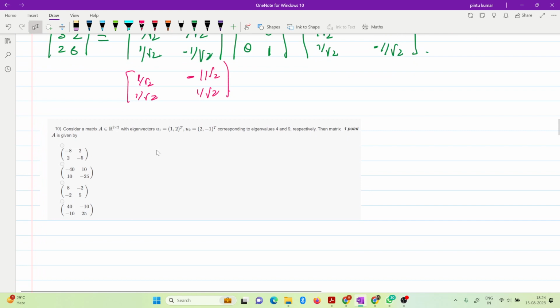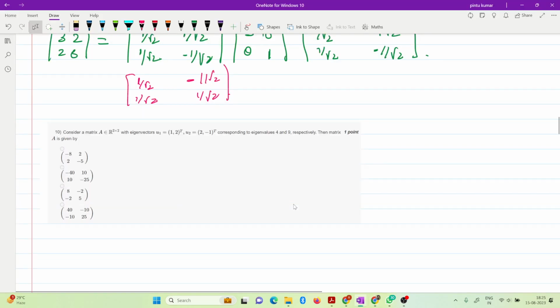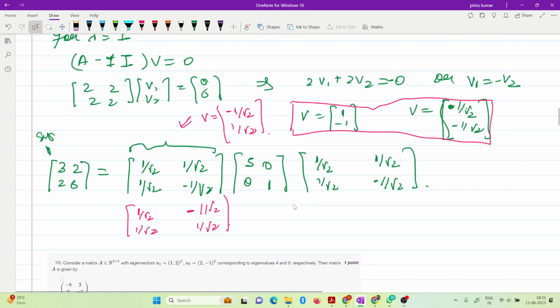Yeah, Rohini, you have some doubt. So, why are you writing this thing? In the last answer, the minus sign is in the second column, second row. Okay, so see, whenever you obtain an eigenvector for some matrix, eigenvectors are generally not unique.